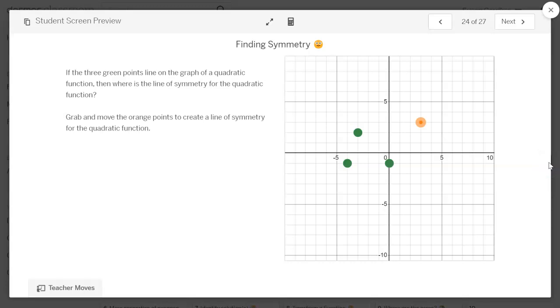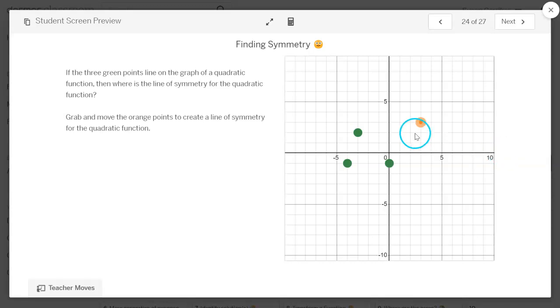The 3 green points that are in this graph fall on a quadratic function graph, which hopefully they know is a parabola. Where would the line of symmetry have to be? I'm not going to say anything about where it is here, but if you look in your teacher moves, I did give you a clue as to where they should look. Most kids will find this just by experimenting.